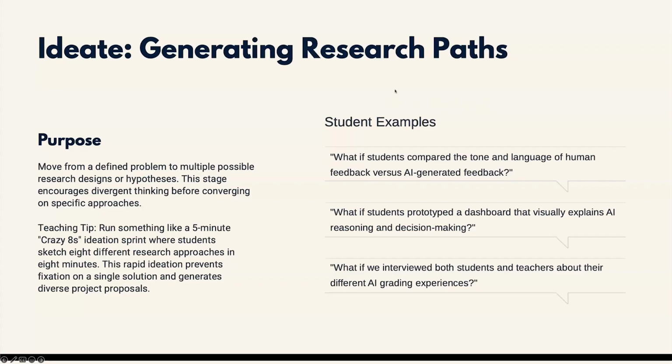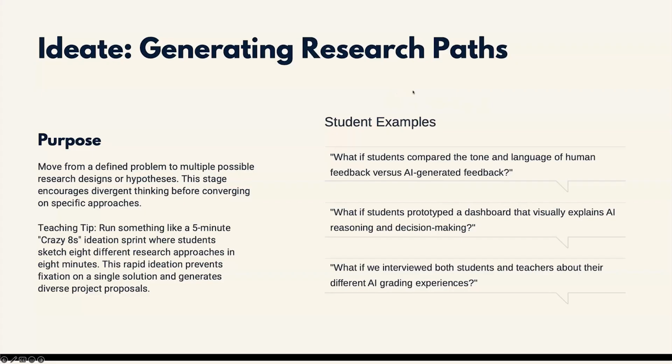And so I like to run an activity which is related to design thinking. It's called Crazy Eights. And essentially what happens is you get a piece of paper, you fold it into 8 parts, and you set a timer for 5 minutes. And you give them the research question. So how might we make AI grading more fair?